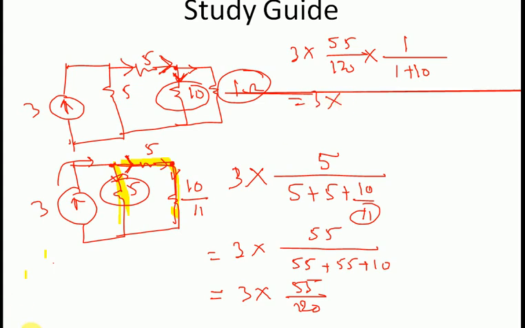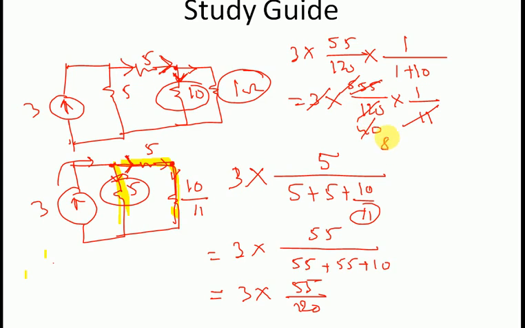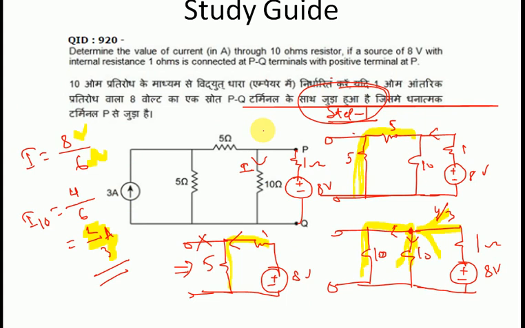Now 3 multiplied by 55 by 120 into 1 upon 11. So it will become 1 upon 8, and this current is downward. In the first step the current is downward, and here it is also downward. So what is the total current? In the first step, we have already found the current value of 2 by 3. 2 by 3 means 0.666, and 1 by 8 means we already know 0.125. No need to use the calculator. Where is our pen?